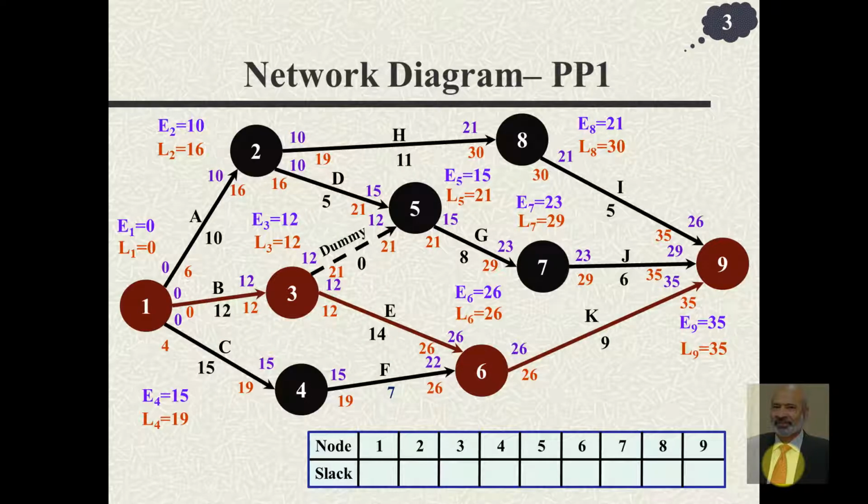So this was the network diagram for the practice problem number 1, and during our previous lecture we computed the earliest start, earliest finish, latest start, latest finish times of all the activities, and the earliest finish times and the latest finish times of all the nodes. We then computed the slacks for all the nodes, and we used that information to compute the total, free and independent floats of all the activities.